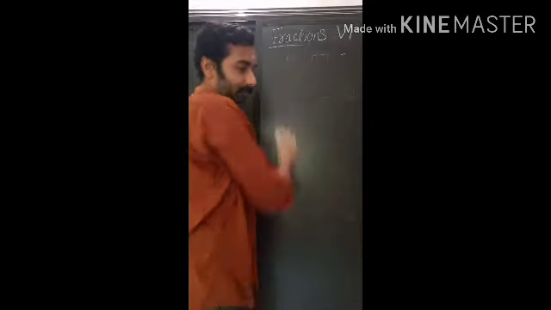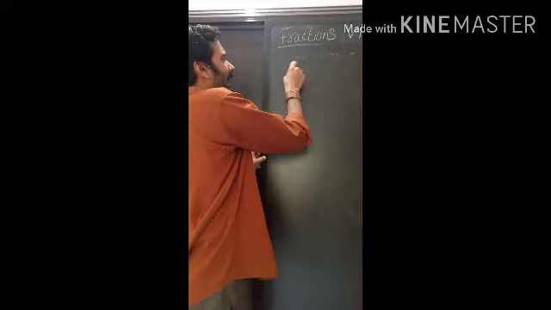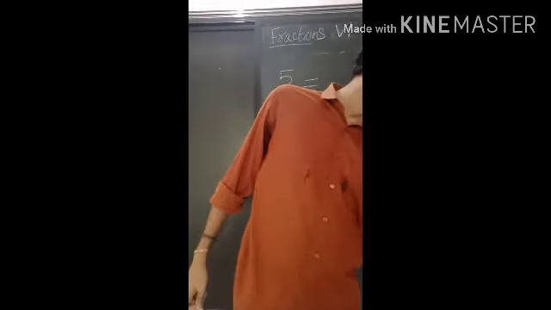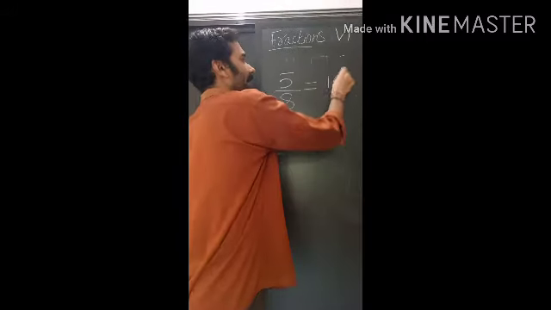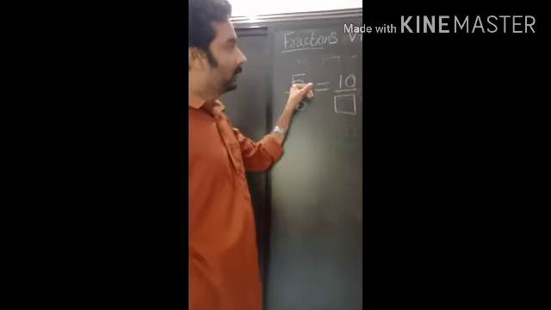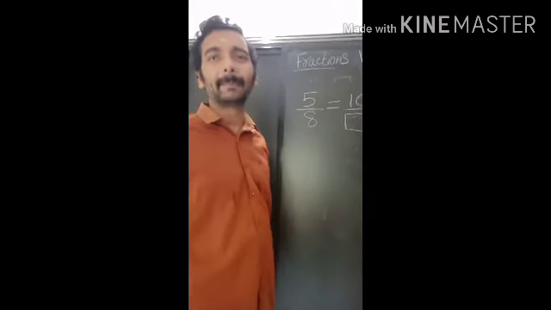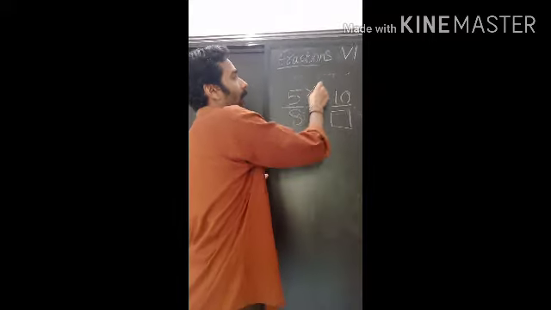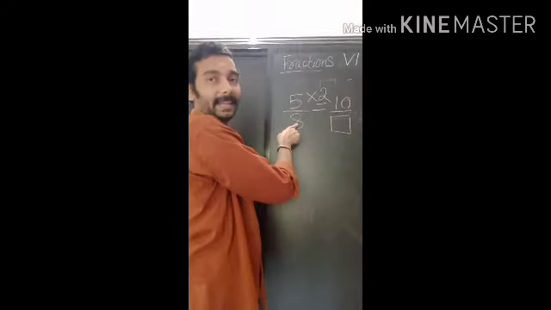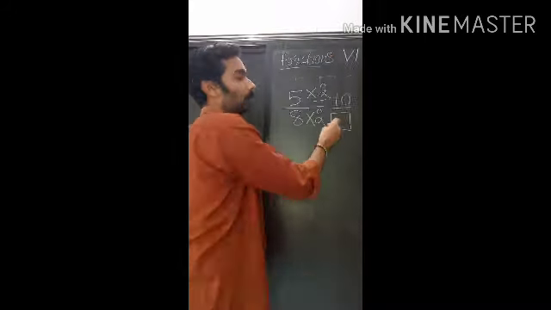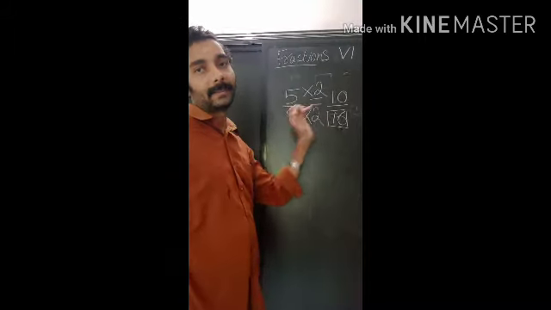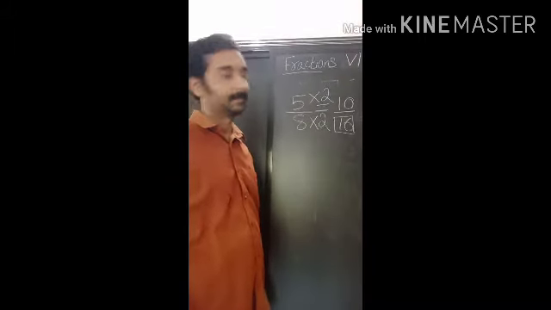Another question is 5 by 8 equals 10 by box. This number is 5, this one is 10. Which number do we multiply? Yes, 5 into 2 is 10. The same number we multiply by 8, that means 8 into 2, that is 16. Okay. Clear?